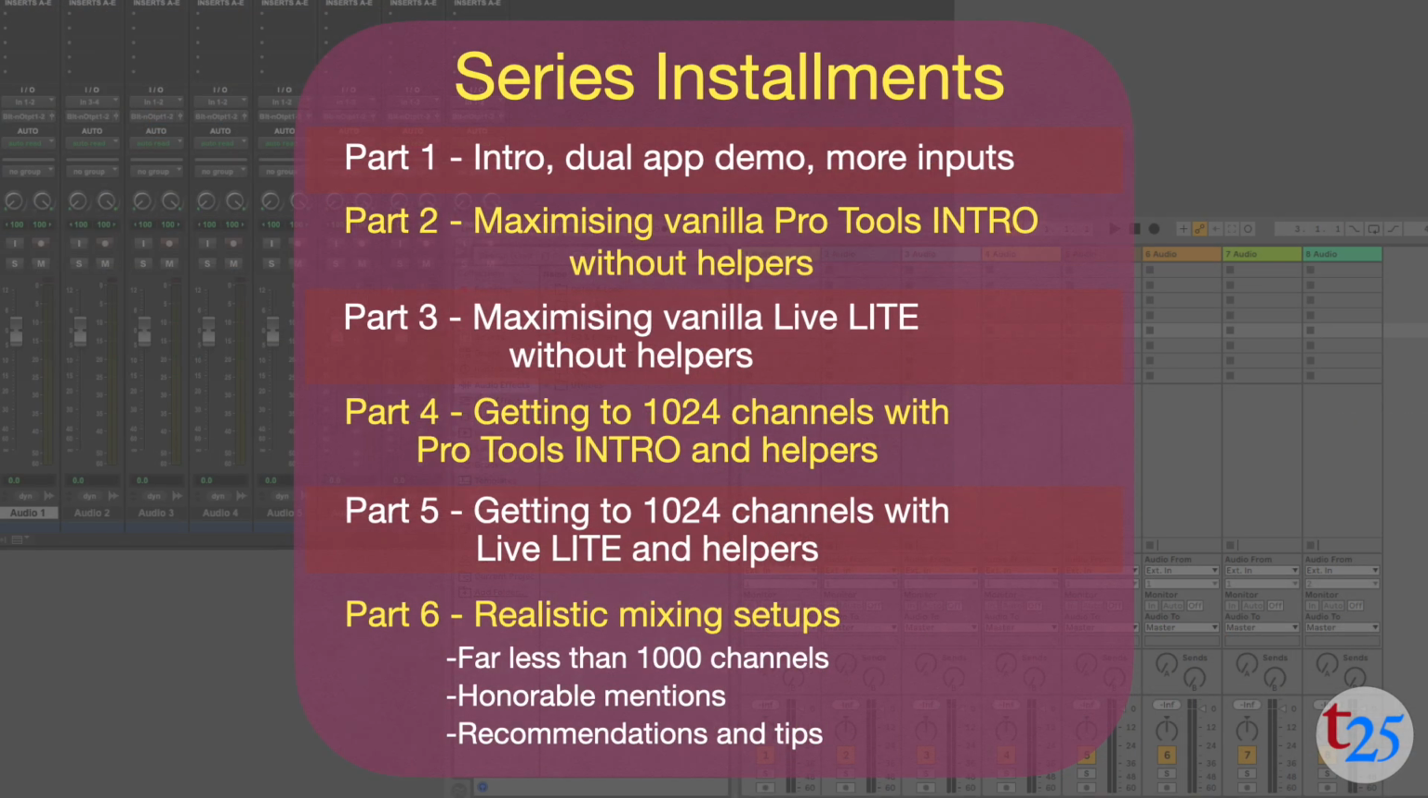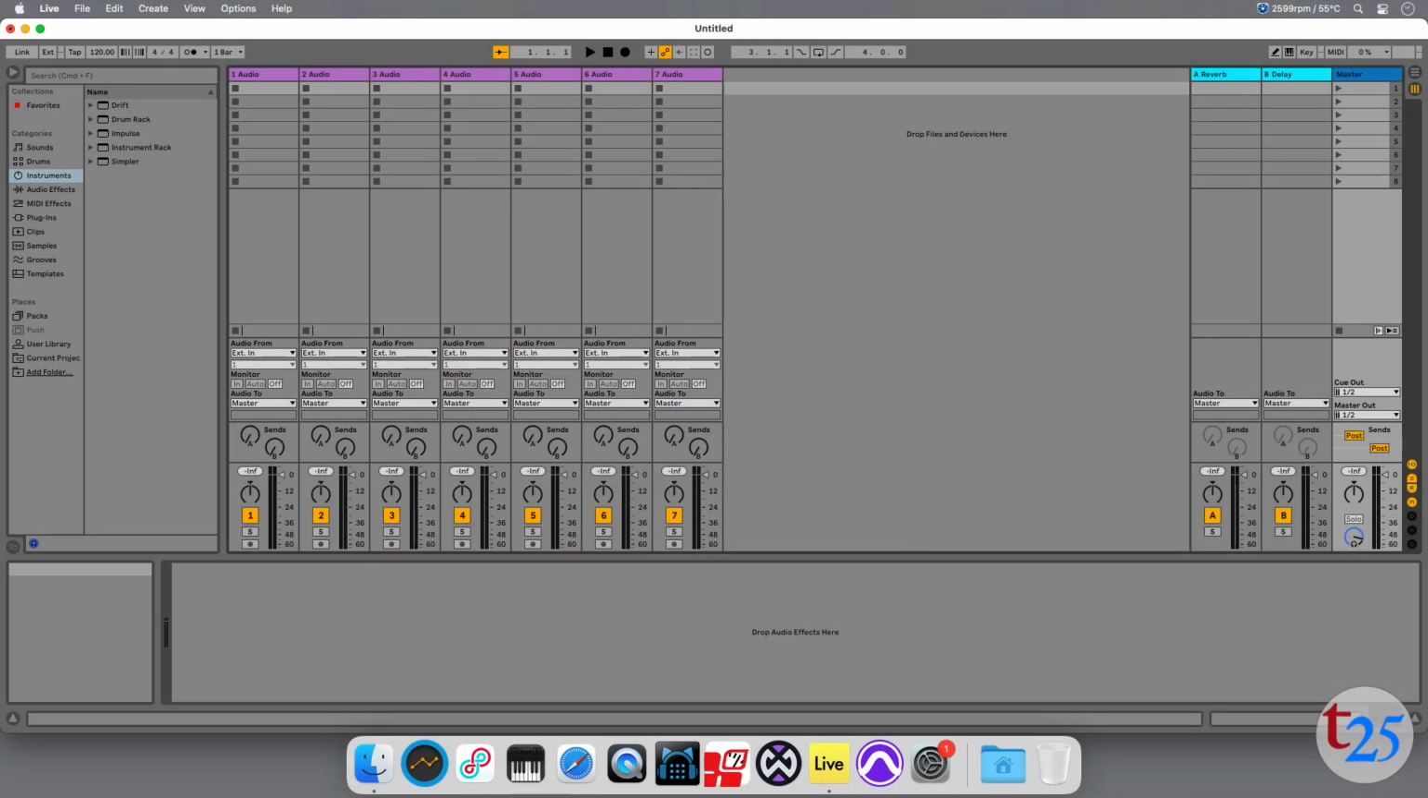In Parts 4 and 5, we will reach more than 1,000 channels on both apps, while Parts 2 and 3 focus on what can be achieved using only the built-in features without any assistance from plugins. Today, in Part 3, we focus specifically on Live Lite.